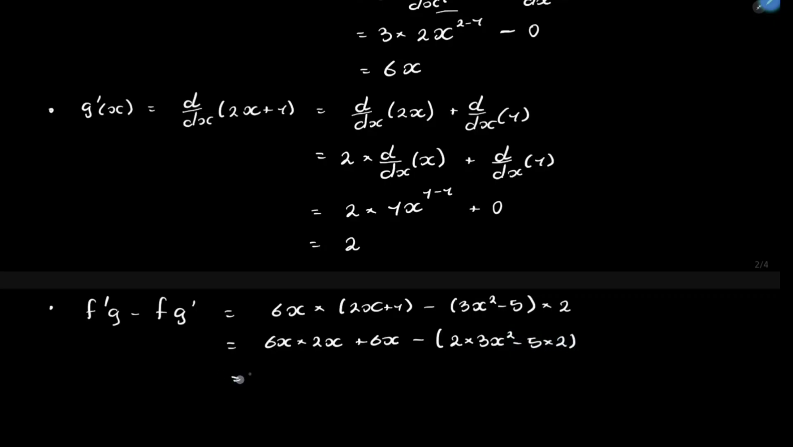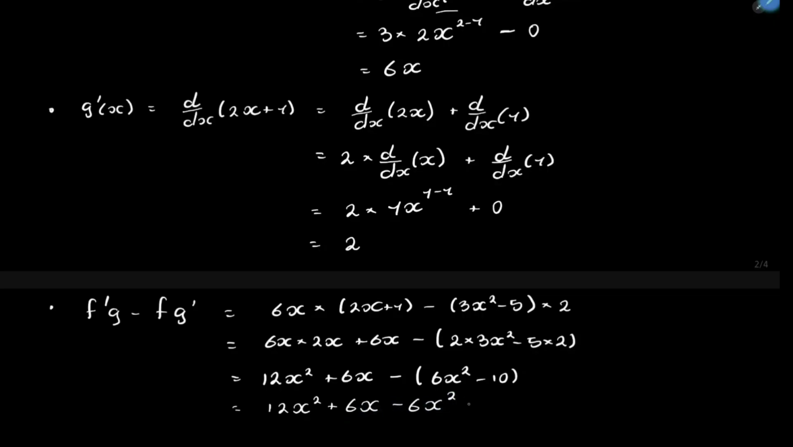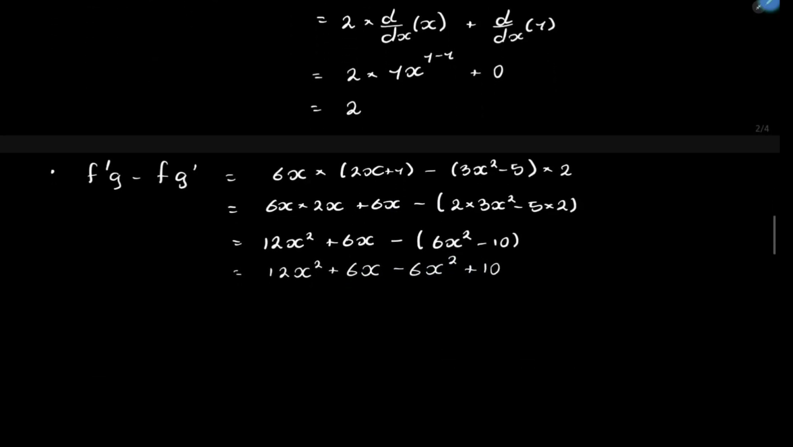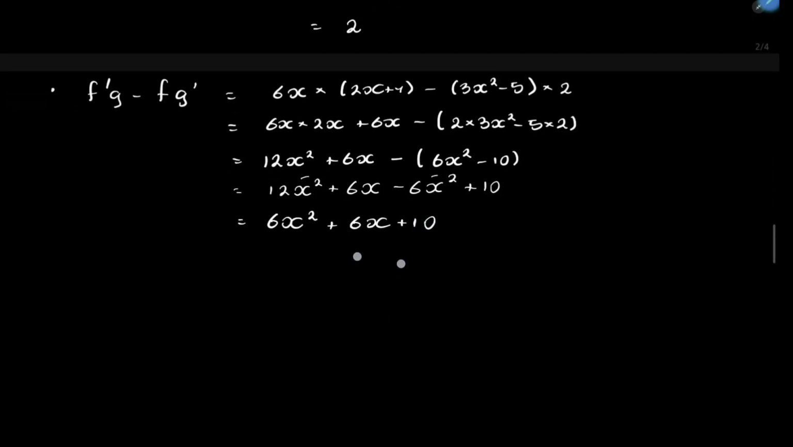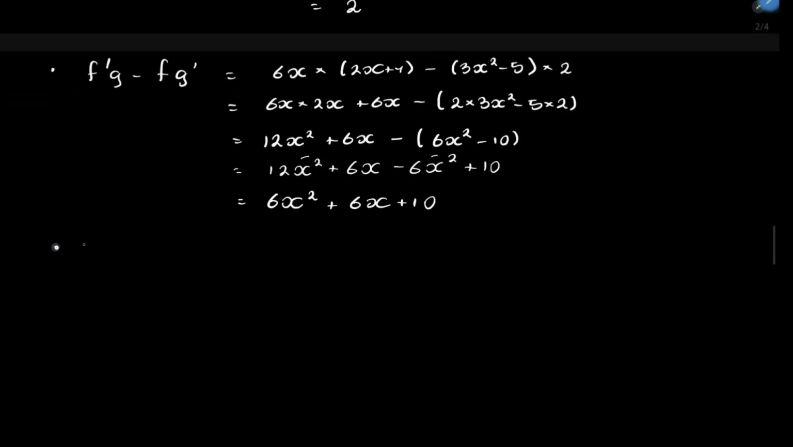Times 2, giving us 6 times 2, we have 12x squared plus 6x minus 6x squared minus 10, giving us 12x squared plus 6x minus 6x squared plus 10. Simplifying this further, we have 12x squared minus 6x squared giving us 6x squared, that is 12 minus 6 here, plus 6x plus 10. Moving on to our fifth step, it tells us to divide this computation by g squared.